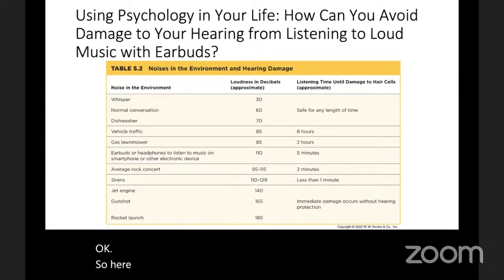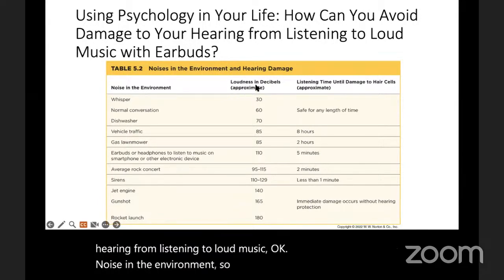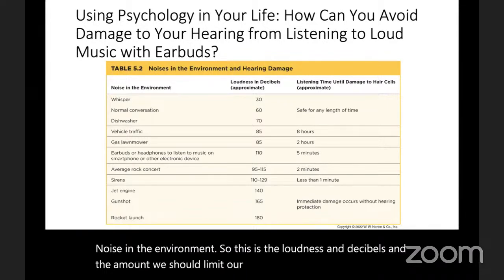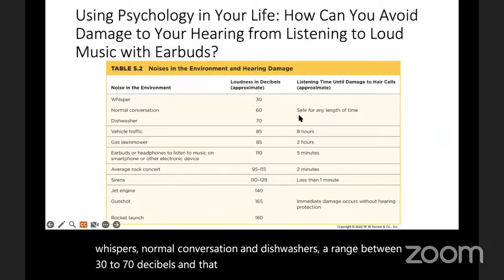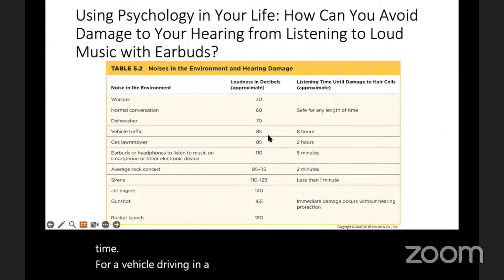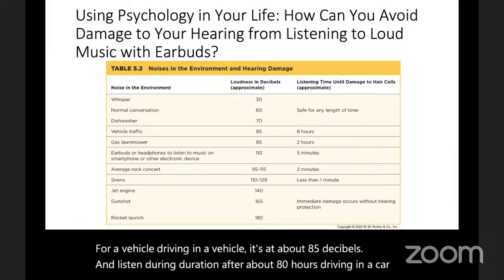So here are some things to consider when we look at damage to hearing from listening to loud music. Okay. Noise in the environment. This is the loudness in decibels and the amount we should limit ourselves to. Examples like whispers, normal conversation, and dishwashers range between 30 to 70 decibels, and that's safe for any length of time. Driving in a vehicle is at about 85 decibels, and after about 80 hours of driving in a car, it can start to damage the ear.